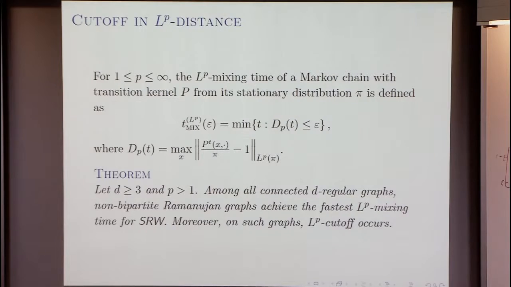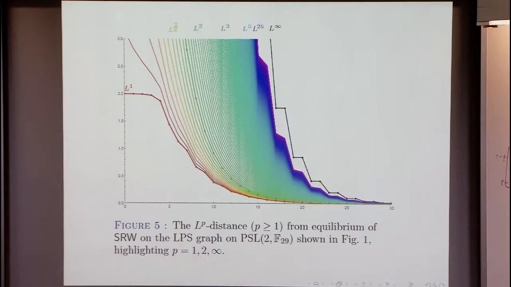We can also demonstrate cutoff in Lp distance. Due to time, I'm not going to discuss that at length, but we can understand exactly how the mixing time depends on p when you look at the Lp distance. The key takeaway is that it really varies with the different p. Every p that you are looking at gives you a different mixing time. And this is quite different from the picture, say, in the hypercube.